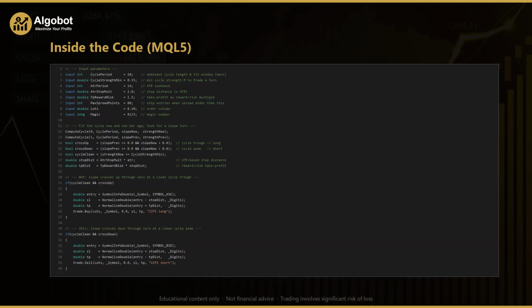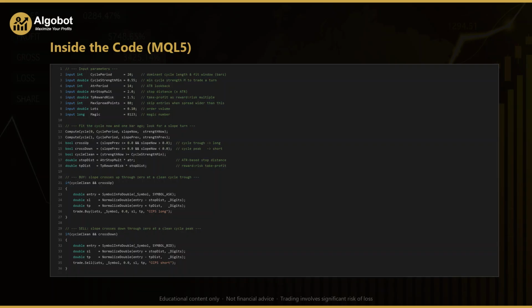Below the inputs, the strategy calls compute cycle twice, once for the current bar and once for one bar back, reading the fitted wave slope and strength each time. It then defines two booleans. Cross-up is true when the previous slope was at or below 0 and the current slope is above it, and cross-down is the opposite. The CycleClean flag checks that the strength reading meets the minimum threshold.